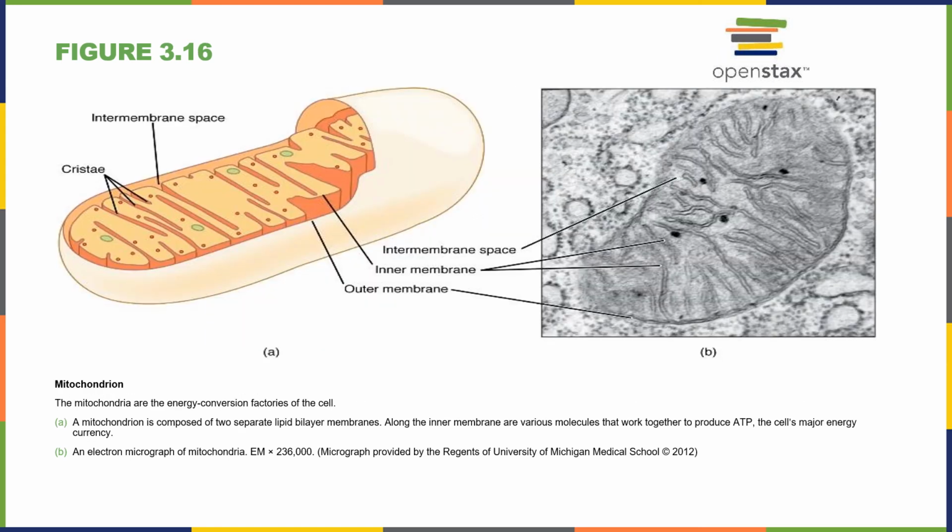There's our mitochondria. You can see there we have it in electron micrograph. You can see the internal membranes and the cristae inside. And this is where cellular respiration is occurring.